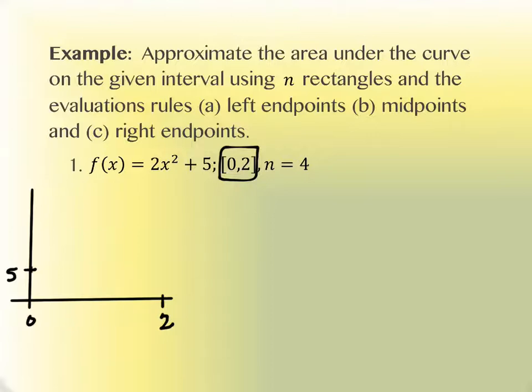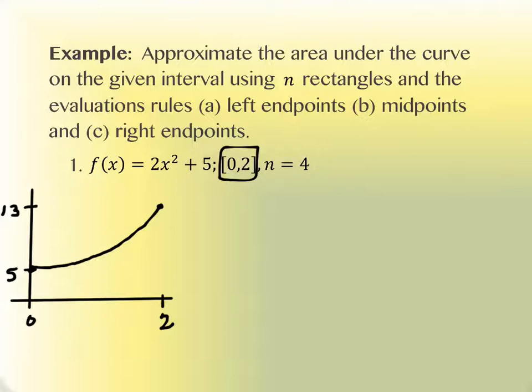Let's do it in black. And if we find the y value when x is equal to 2, what happens when I plug the number 2 into this equation? 2 times 2 squared plus 5. What do you get? Is it 13? 13. Okay, so over here we're going to have 13 then, at a height of 2. And it's a parabola shape, so it looks something like this.